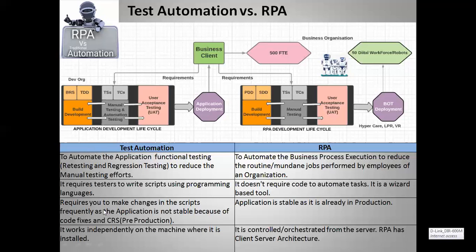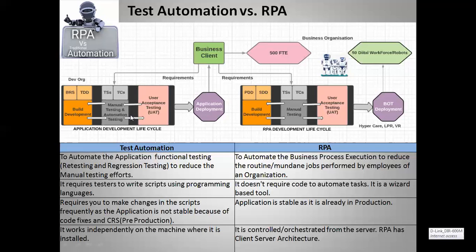Test automation requires you to make changes in the scripts frequently, as the application is not stable because of code fixes and CRs. That means here the application is not deployed yet. The developers are still working on the application based on the defects and change requests given by the client, right? So the application changes frequently, and test automation is a bit challenging. Here, in RPA, it is post deployment of the application, so the application is pretty much stable and it is easy to maintain.